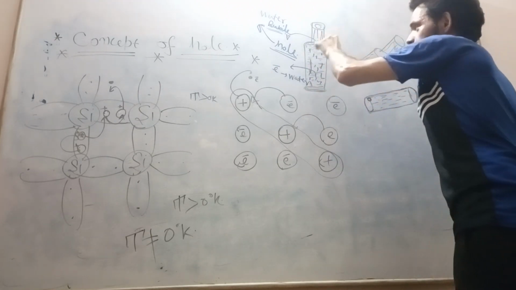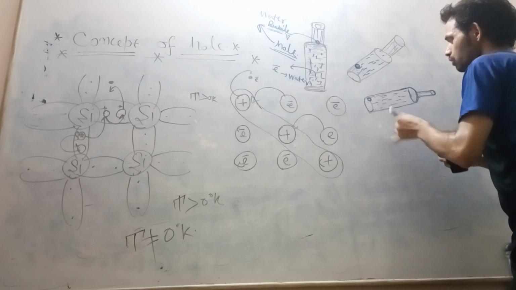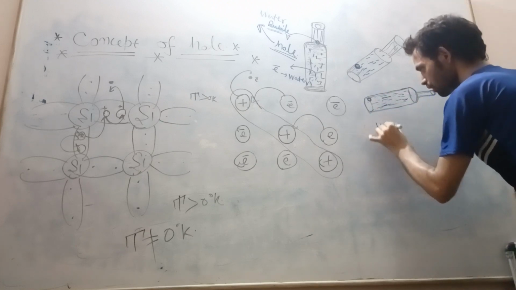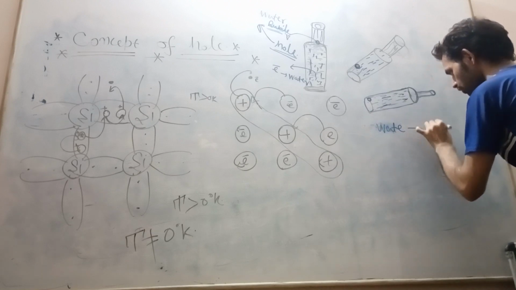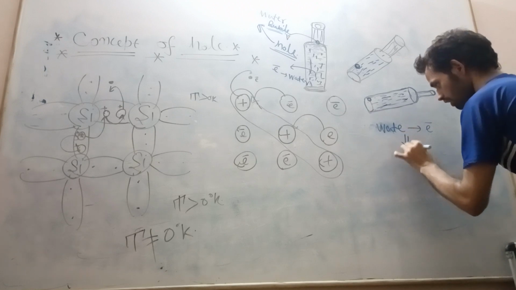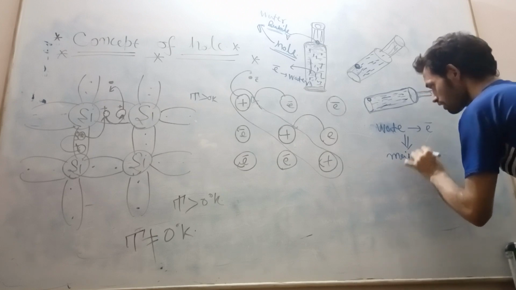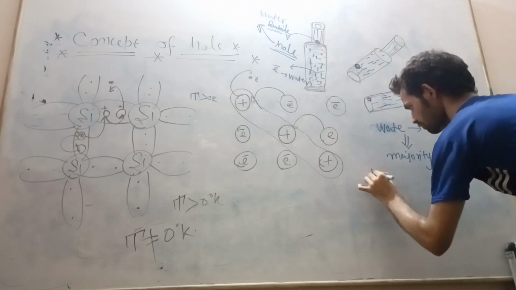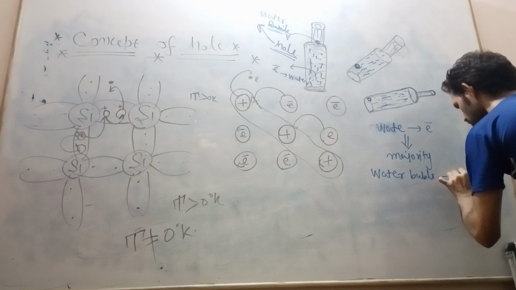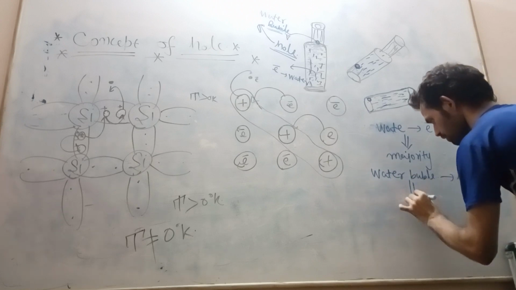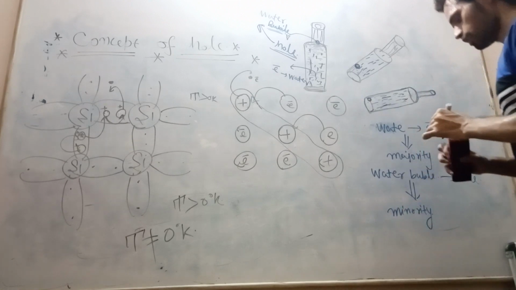What exactly is moving? This water bubble is not moving, but actually the water is moving. Why? Because here, the water that is related to electrons is in majority. And this water bubble is related to holes, which are in minority.